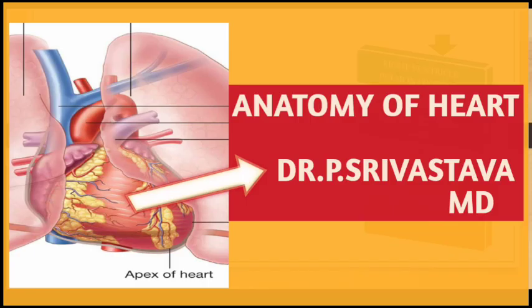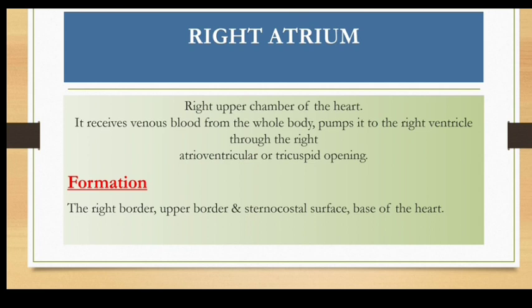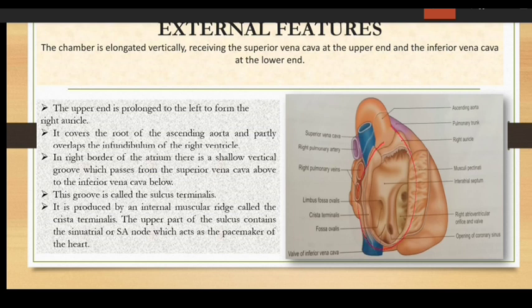So now chambers. The first one we will describe is the right atrium. So what is the right atrium? The right atrium is the right upper chamber of the heart. It receives venous blood from the whole body and pumps it into the right ventricle through the right atrioventricular or tricuspid opening. Its chamber is elongated. This is the portion known as the right atrium, right? It receives blood from the upper end through the superior vena cava and from the lower end by the inferior vena cava, right? And it forms the upper border. This portion is known as the upper border, okay?